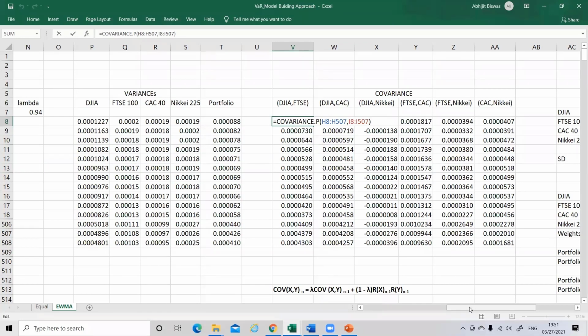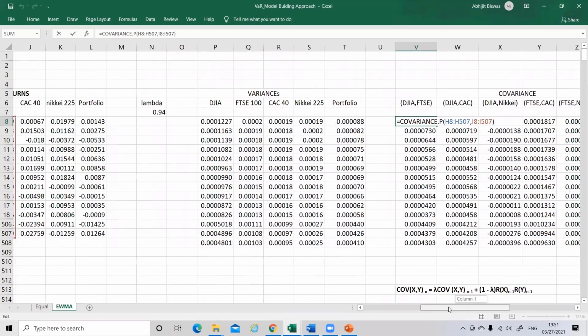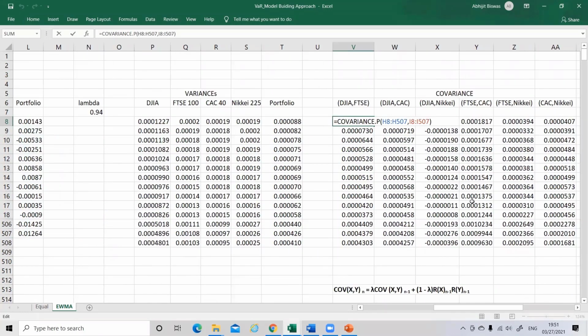If you come back this side, probably you will be able to see these two are selected, right? Okay. So that is what I have done. Complete this, everyone, then we'll proceed gradually. For the second day's covariance, we can use the formula: lambda into previous day's covariance plus 1 minus lambda into previous day's return from Dow Jones multiplied by previous day's return from FTSE. That is what we have done.